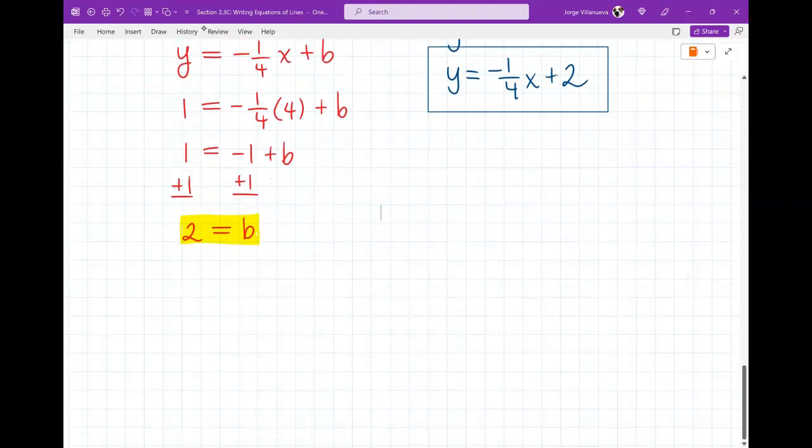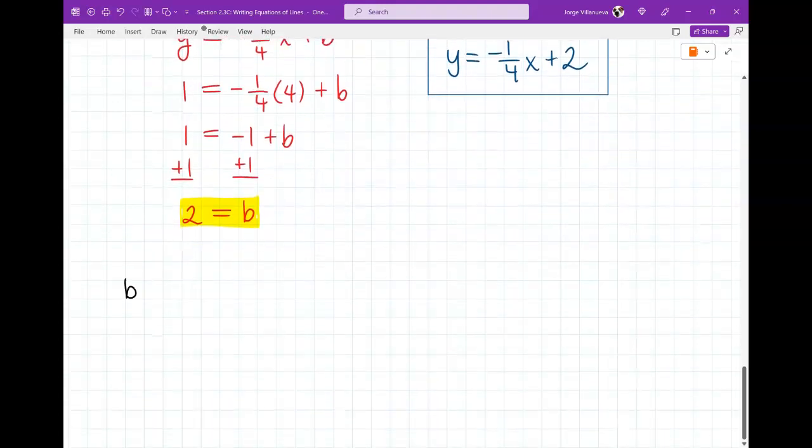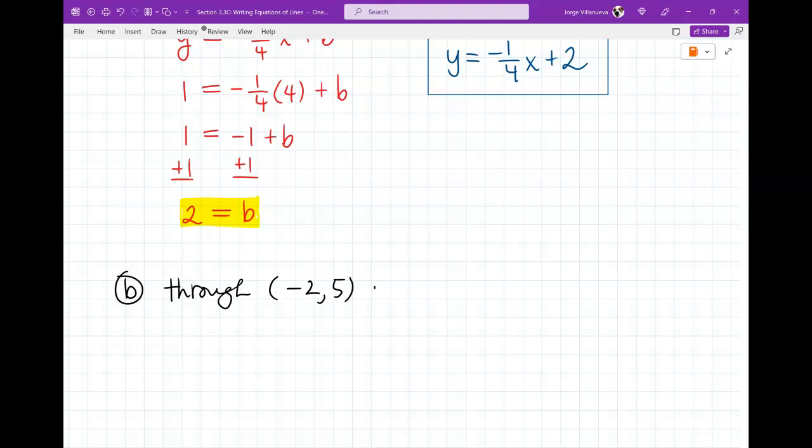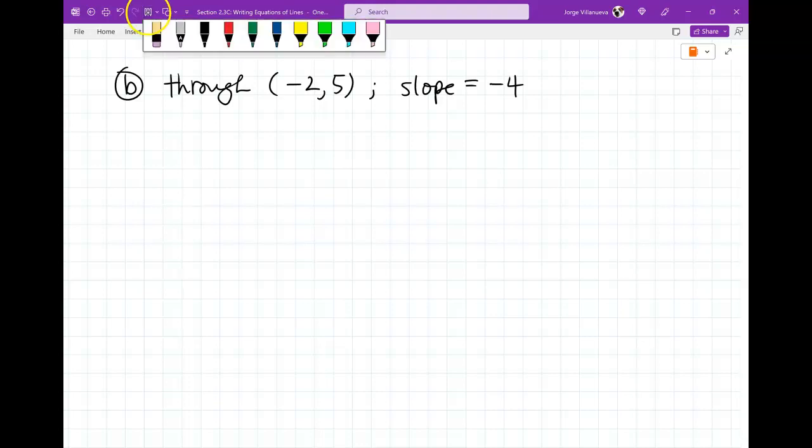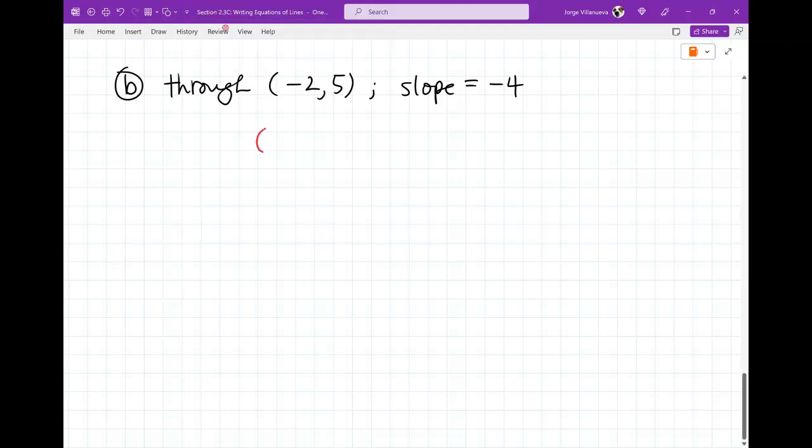Part B, let's say, all right, I see one right here. So part B is going to say through negative 2 comma 5 with a slope of negative 4. And again, I just like to rewrite the information so I know what I have. I always rewrite it using the notation that I'm given because the notation relates to my equation, so that way I can see what parts of the equation I have.